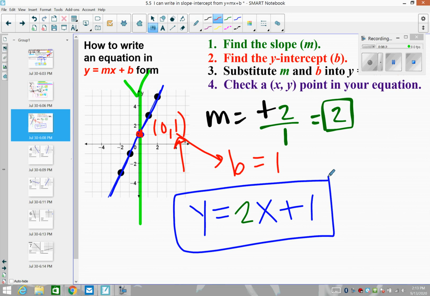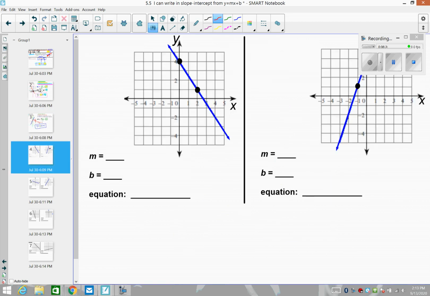Yay! All right, let's try another one. Here we go. Y equals mx plus b. So we're going to find the slope, find the y-intercept, and write the equation. Why don't you go try that one based on everything that we've learned so far and just see where we're at.